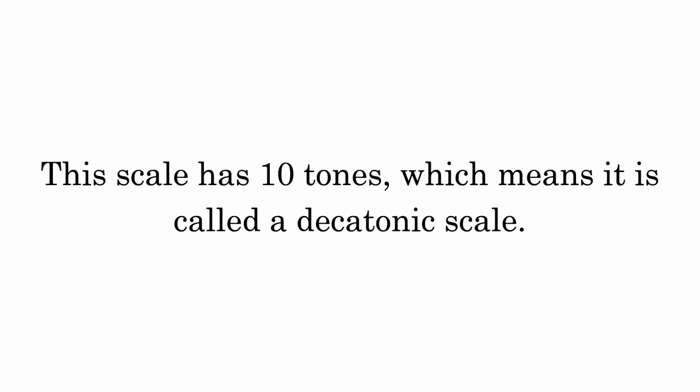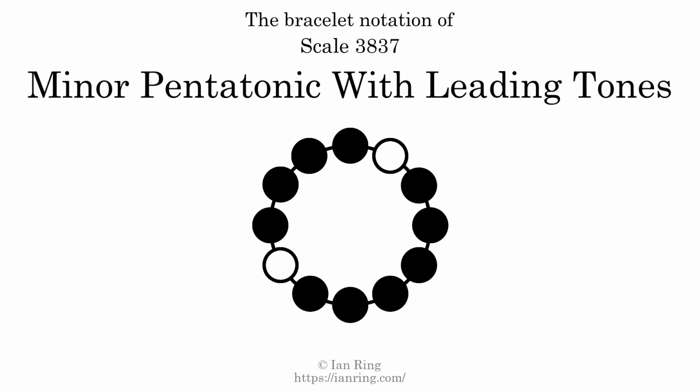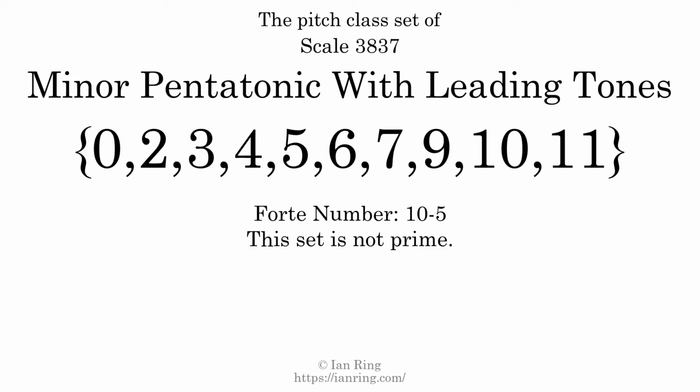This scale has 10 tones, which means it is called a decatonic scale. This is a bracelet notation diagram of scale 3837. The shaded circles represent tones that appear in the scale, and they are read clockwise, starting at the top. The pitch class set for this scale is 0, 2, 3, 4, 5, 6, 7, 9, 10, 11.